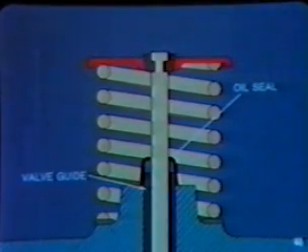A cup-type oil seal under the spring prevents oil from the spring, retainer, and valve stem from being drawn through the valve guide into the combustion chamber.